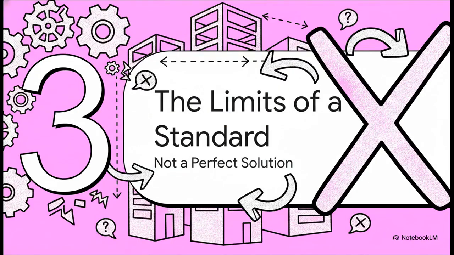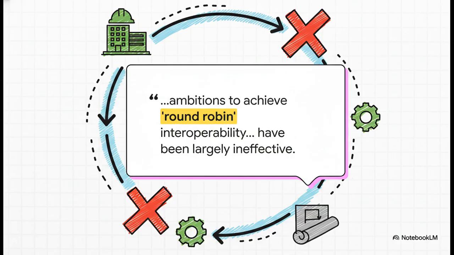But, and you knew there was a but coming, as amazing and as necessary as IFC was, the reality of using it turned out to be a bit more complicated. It wasn't quite the perfect one-size-fits-all solution we were all hoping for. And the book puts it really bluntly. The goal of round-robin interoperability, that dream of taking a file, editing it in another program, and bringing it back without losing anything, that goal has been, and I'm quoting here, largely ineffective.